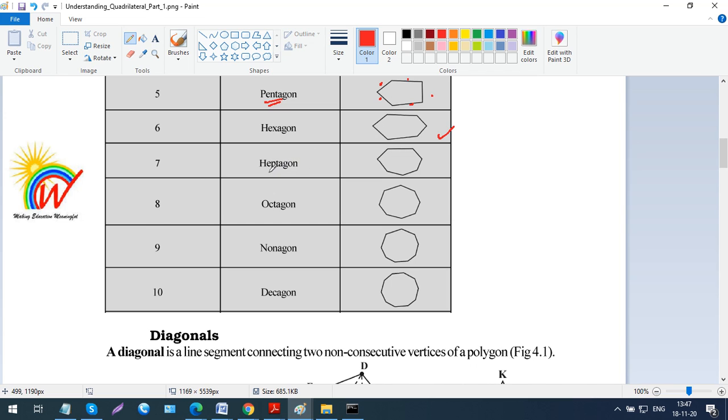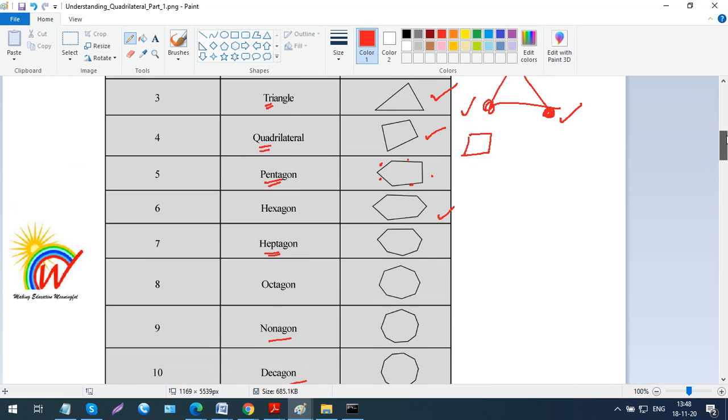Hepta goes for 7, and 8 goes for octagon, and 9 goes for nonagon, and 10 goes for decagon. So these are the figures, the number of sides. Based on the number of sides the polygons have been classified.